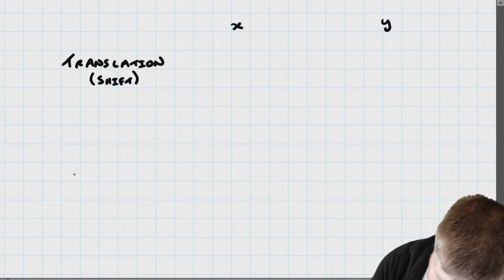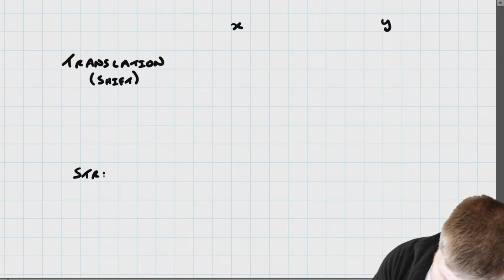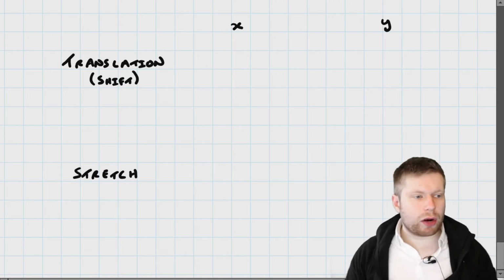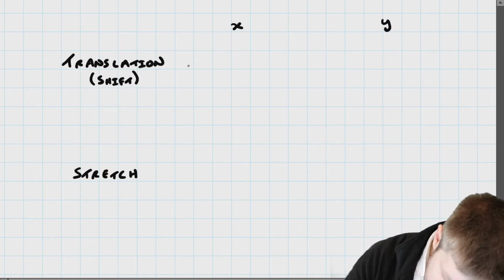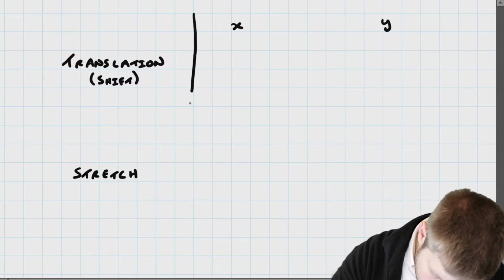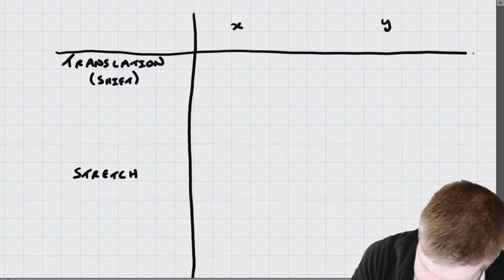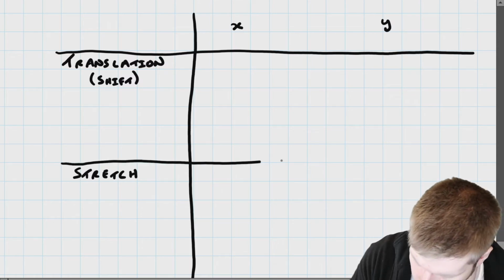Second type of transformation is going to be a stretch. Now that stretch can happen in either the x or the y direction again. So I'm going to form a little table from this. So just put a line down there. Again, each of these transformations can happen either in the x direction or the y direction.